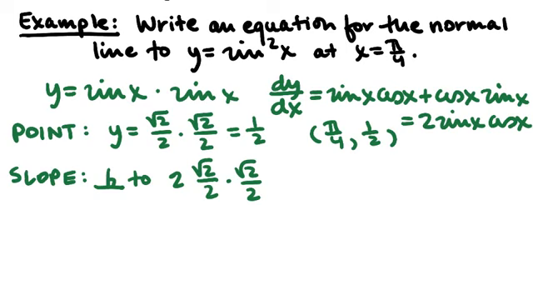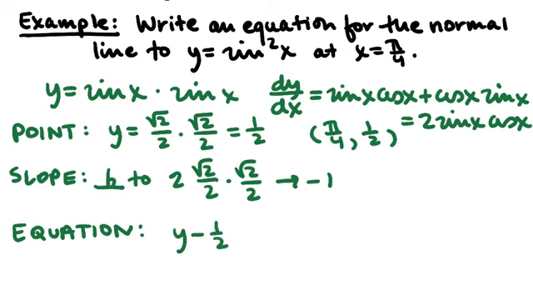So it's perpendicular to 1. Think all the way back to Algebra 1: what's perpendicular to a slope of 1? That would be -1. So the equation of my normal line is y minus a half equals -1 times x minus pi over 4. That's all I got for you today.